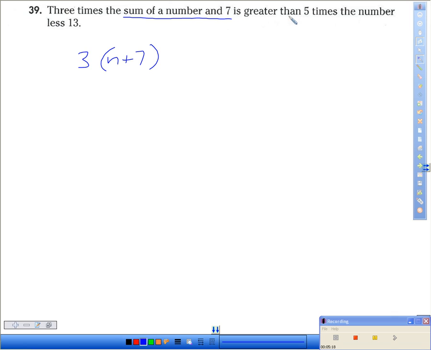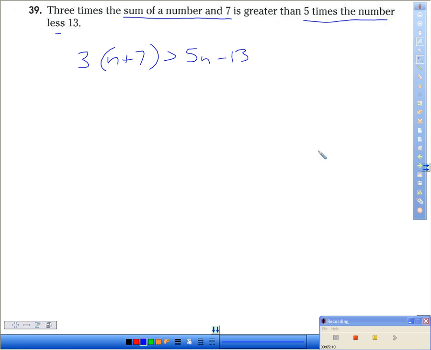Then I see the words is greater than. So greater than symbol, we don't want greater than or equal to, so don't put the line underneath the greater than sign. So is greater than 5 times the number, 5n, less 13. Less means that we're going to subtract, so minus 13. So don't be confused between less and less than. If we have less 13, that just means minus 13. If it says 5 times the number less than 13, then our expression on the right-hand side of the inequality would be reversed. We would have 13 minus 5n.